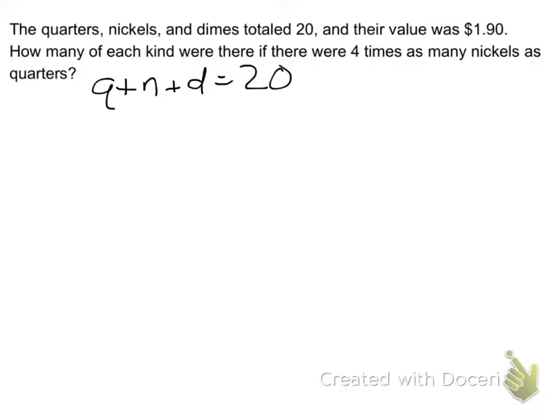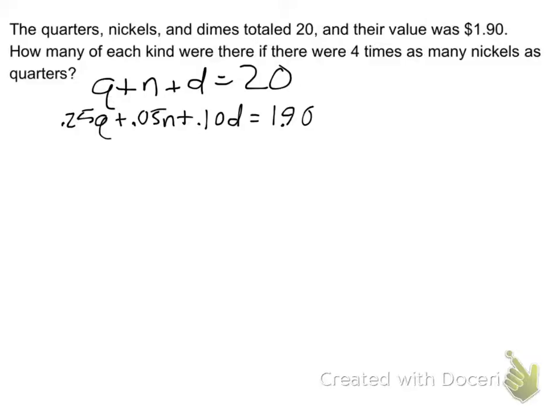Or 4Q equals N. Now we're not done yet, we got the first equation, that's why it equals 20. We still need to work on that $1.90 thing. How much is a quarter worth? 25 cents is 0.25 plus 0.05N plus 0.10D is going to equal $1.90. Right? We got to put our value equation in there.